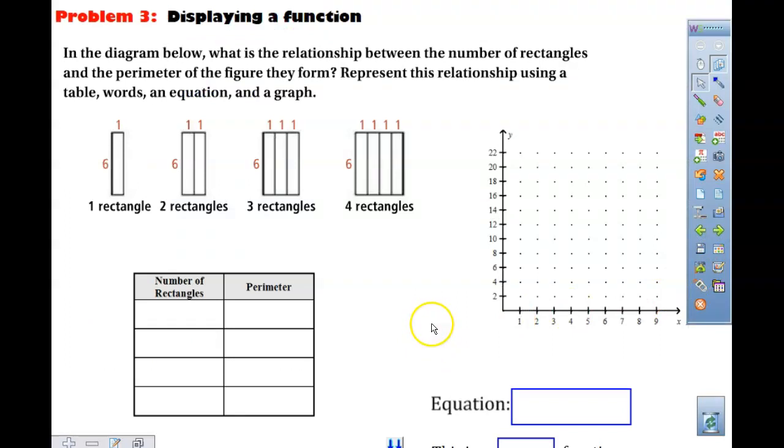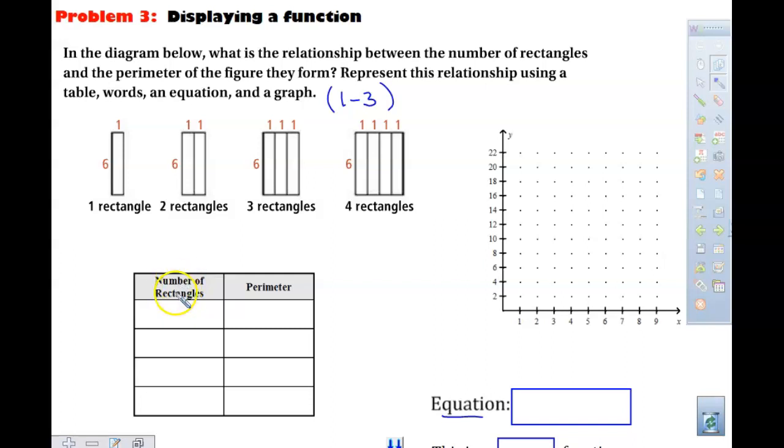As we look at the bottom of this page, page 13, and you are taking a look at displaying functions, it says in the diagram below, what is the relationship between the number of rectangles and the perimeter of the figure they form? Represent it using a table, words, equation, and graph. In your homework, this is what you are doing for questions 1, 2, and 3. For 1, 2, and 3, the first 2 we give you a table. We don't give you a graph, so you need to draw the graph to the side. You're asked to give an equation, and then you're asked to give this in words.